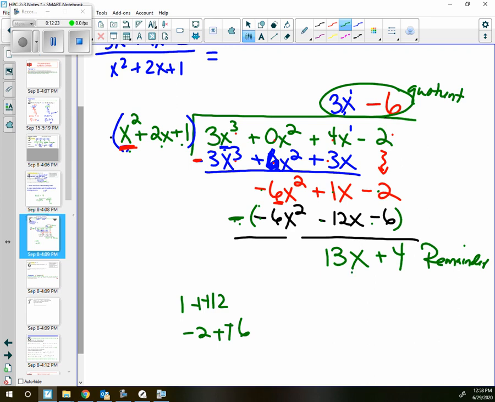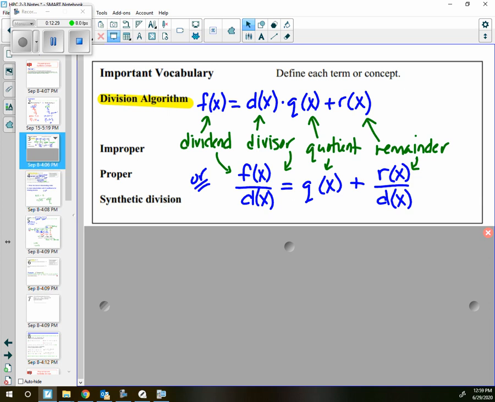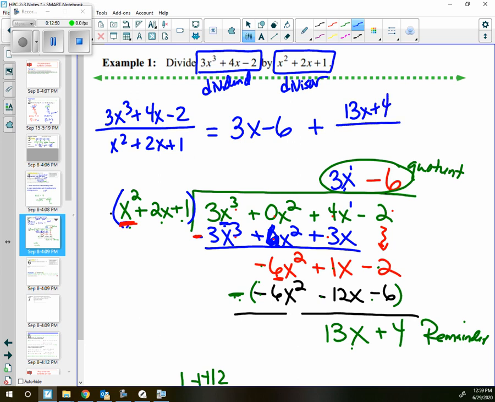I had a remainder. Okay, so how would you write your answer then? Remember our format that we were talking about. We're going to do this bottom one, the quotient plus the remainder. So we're going to write it that bottom way. When I take 3x squared plus 4x minus 2 and divide it by x squared plus 2x plus 1, I get 3x minus 6, that quotient, plus my remainder. My remainder was 13x plus 4 over that whole thing, x squared plus 2x plus 1.